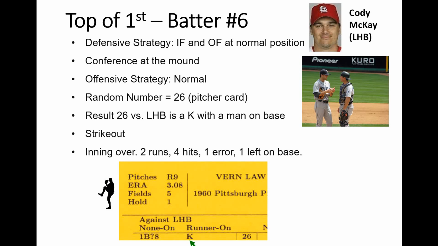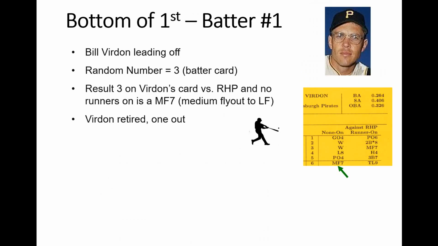And so we're going to resume with the play, and we get a random number of 26. That also is on the pitcher card. Cody McKay is our left-handed batter. So with a runner on and a 26 result, that's a K, which is a strikeout, and that inning is over. So the Cardinals score 2 runs on 4 hits, 1 error, and 1 man left on base. Let's go to the bottom of the first. So our batter number 1, center fielder Bill Verdon.